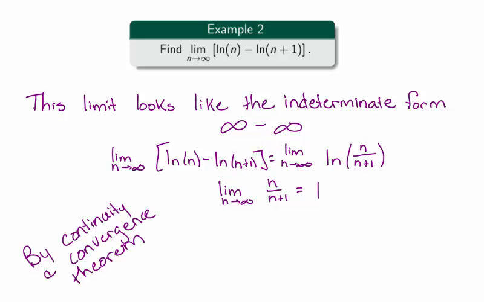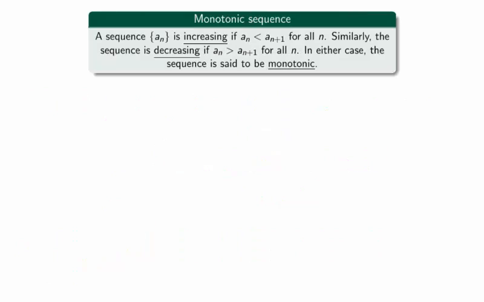And therefore, by the continuity and convergence theorem, we have that the limit as n goes to infinity of the natural log of n divided by n plus 1 equals the natural log of 1, which equals 0. We conclude this section by discussing two special types of sequences: monotonic sequences and bounded sequences.